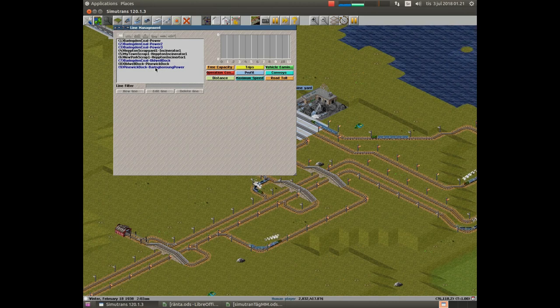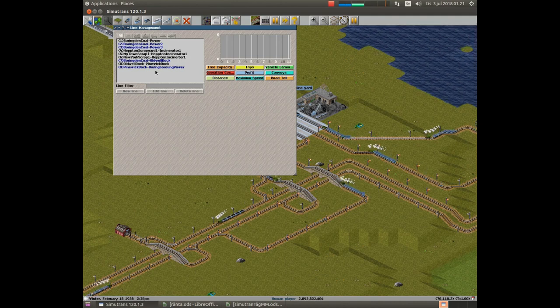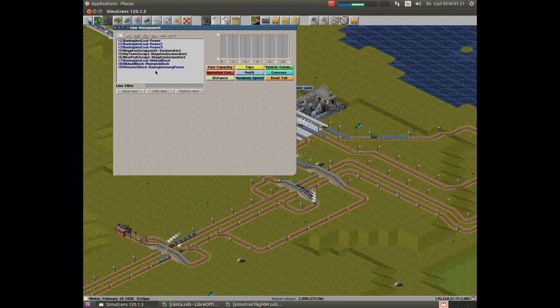Blue color means that the vehicles on that line have become obsolete. They simply don't produce that type of vehicle any longer. That has an effect on your economy, because an obsolete vehicle will be more and more expensive to maintain and keep.